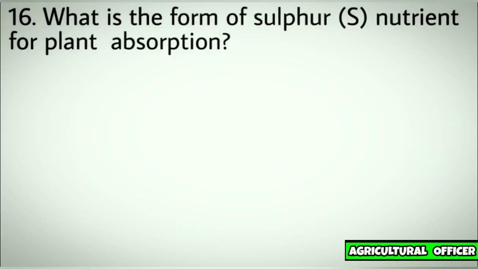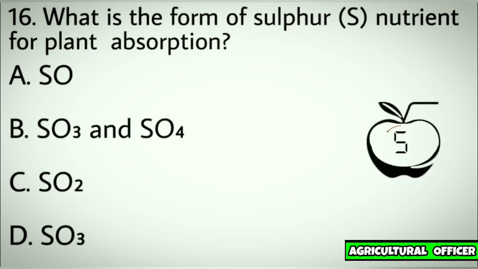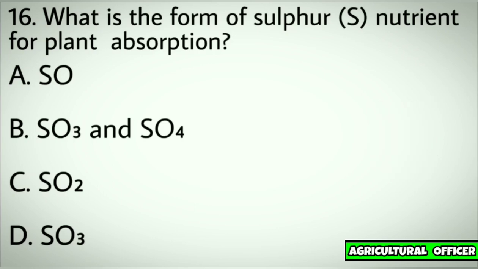Question number 16. What is the form of sulfur nutrient for plant absorption? Options: A. SO, B. SO3 and SO4, C. SO2, D. SO3. Correct answer: B. SO3 and SO4.